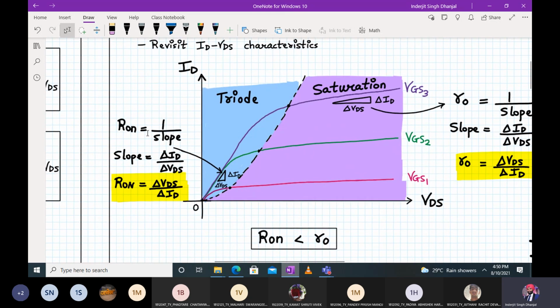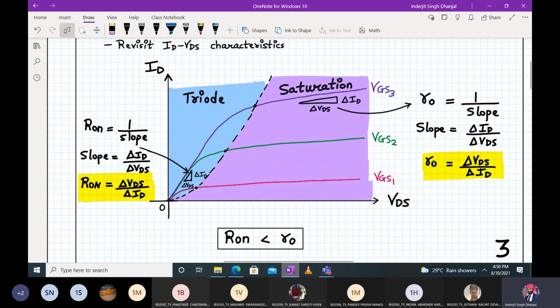So this Ron is evaluated in the triode region for very small values of VDS. Ron will be delta VDS upon delta ID. So you don't get confused, both Ron and RO have the same formula: delta VDS upon delta ID. But their operating region is different. While measuring small RO, we are operating the MOSFET in saturation, and while measuring Ron, we are operating the MOSFET in the triode region.